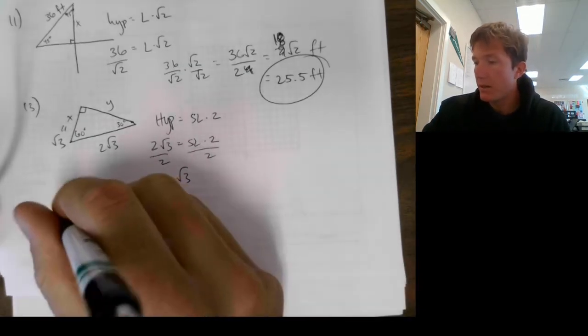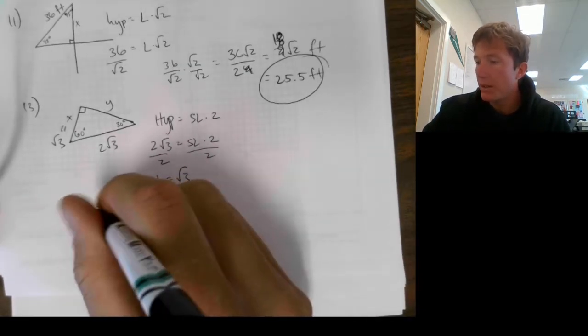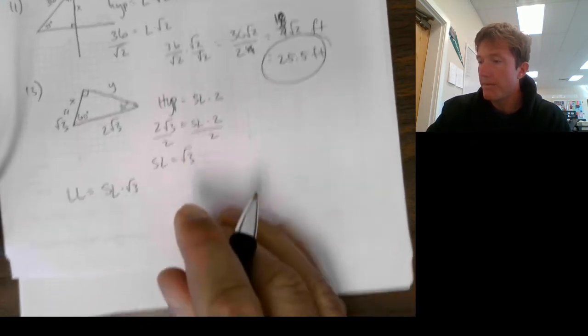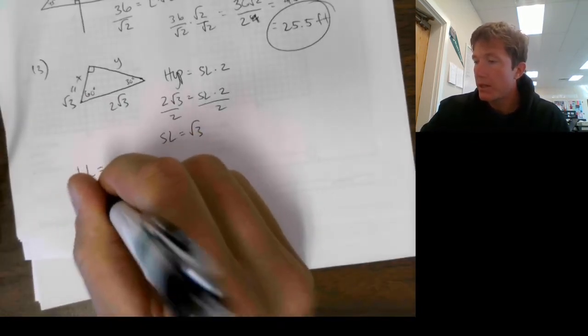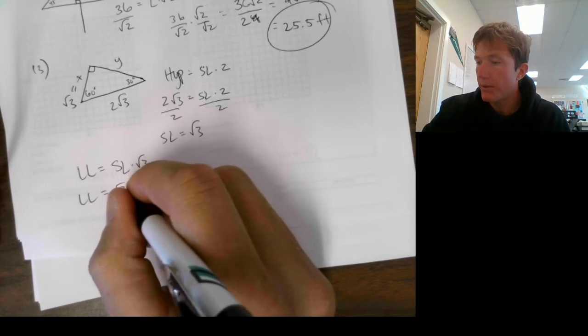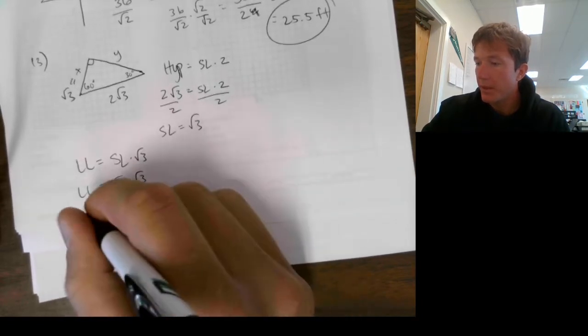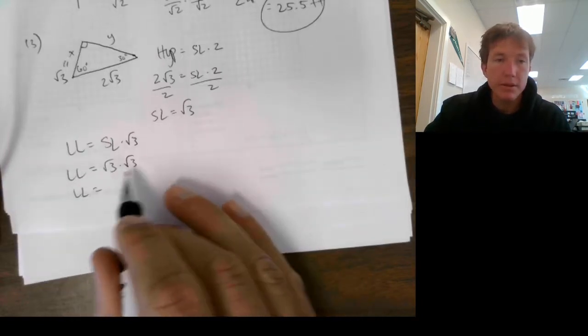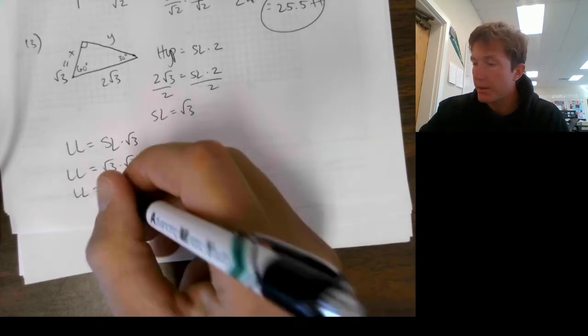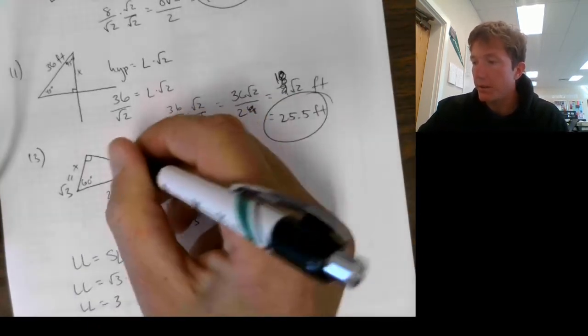And then my long leg is equal to the short leg times root 3. So my long leg is equal to, in this case I have root 3 times root 3. When you're multiplying 2 of the same square roots together, it simply equals that number. So the long leg y is equal to 3.